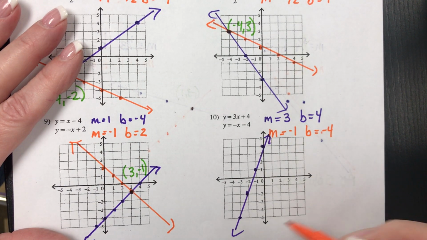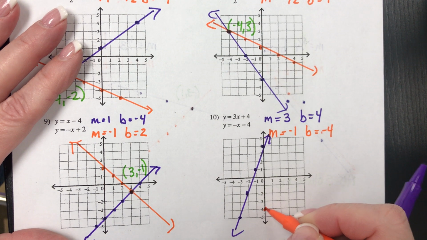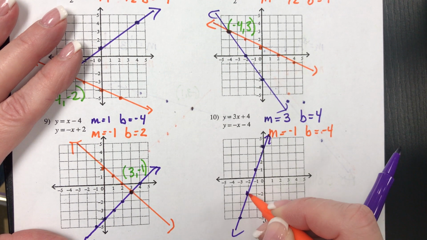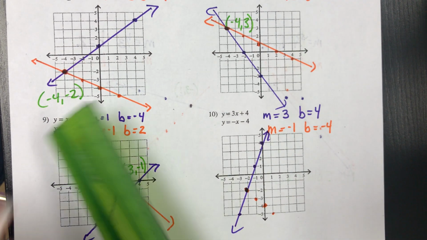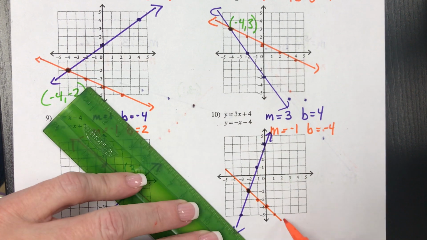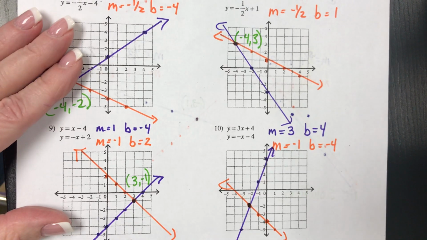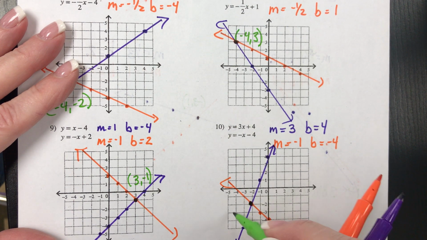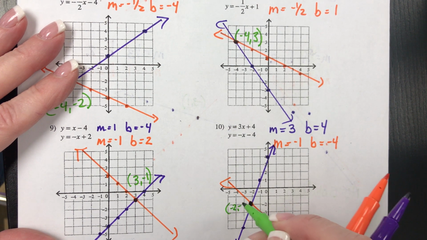All right, now B is -4 and M is -1. There we go. All right, and then that solution is -2, -2.